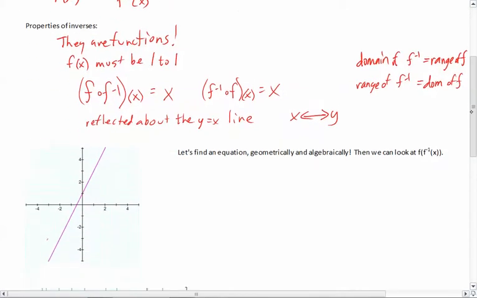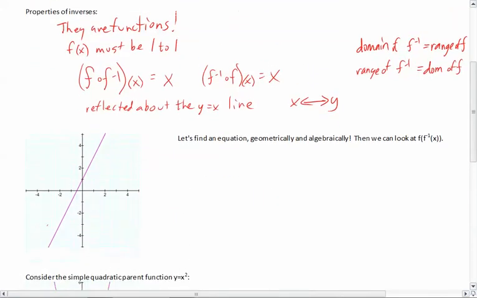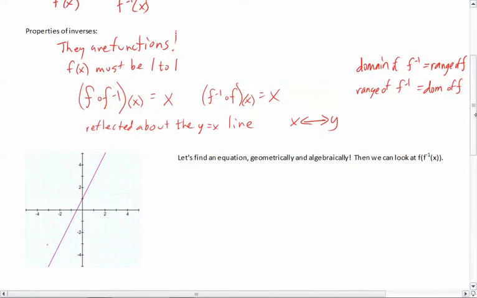Okay, so here we go. Let's find an equation. Let's leave these properties here because I think they're going to be helpful. Let's find an equation geometrically and algebraically for f inverse of x. That's what we're looking for.